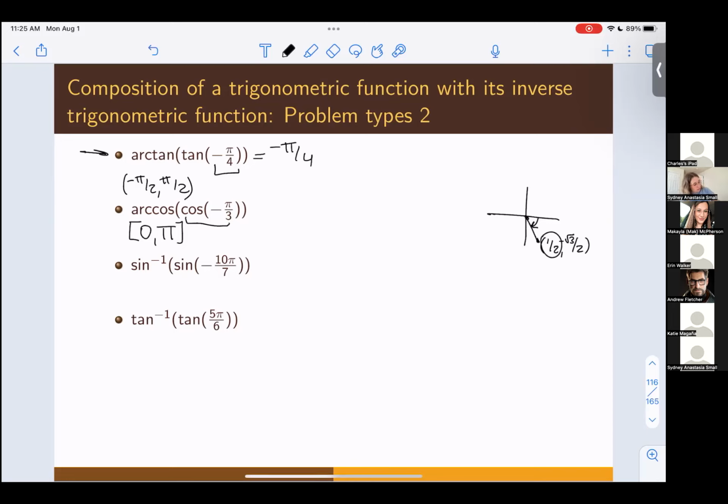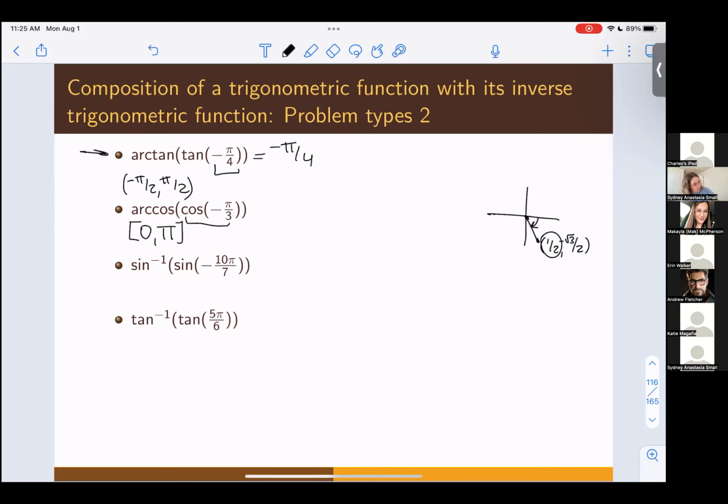Okay, now I'm left with this arc cosine of 1/2. So what do I have to think about? What questions am I supposed to ask? Well, if you remember from the last slide, I want to think about what angle in the range of arc cosine has cosine of 1/2. So now this is just like one of the problems we did on the last slide.